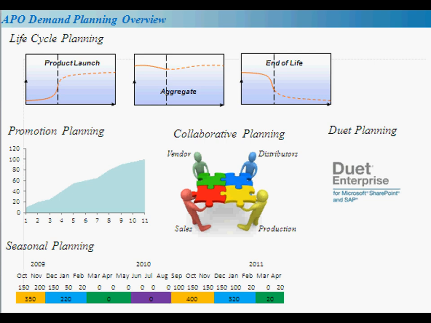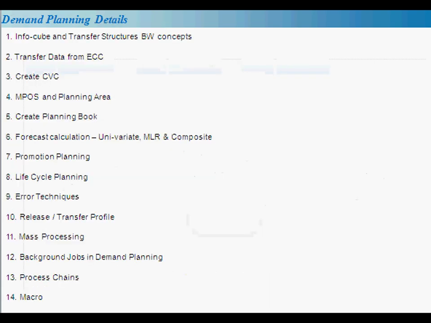Seasonal planning is used in industries which have a seasonal based demand, like the garment manufacturers. So in summers people would look for lighter clothes, and during winters people would look for warmer clothes. So that's APO demand planning overview. It's basically a forecasting tool, and along with the forecasting, it has tools which can enhance the forecast results like life cycle planning, promotion planning, collaborative planning, seasonal planning.